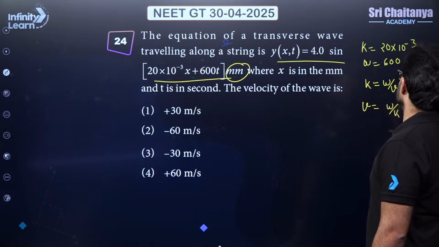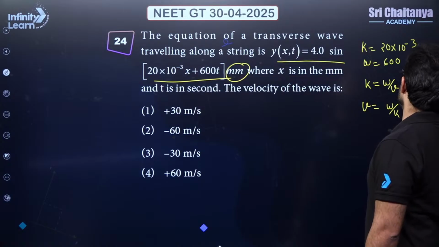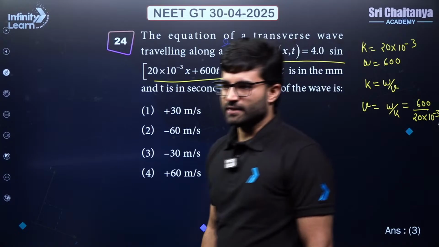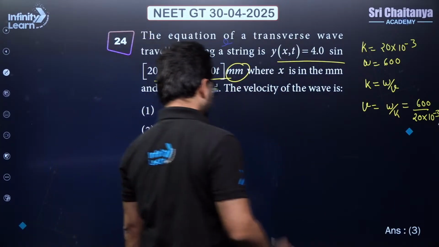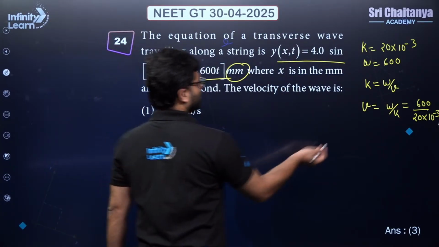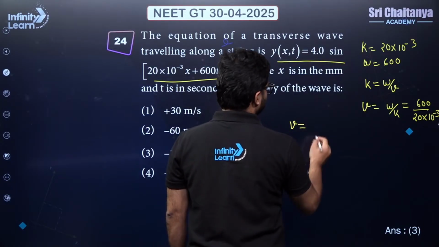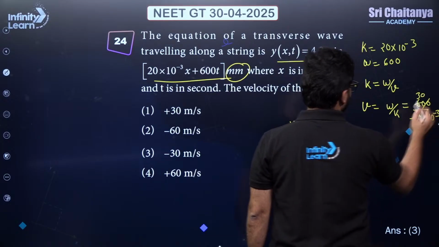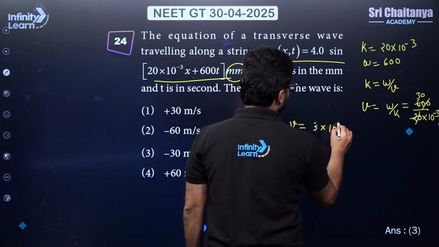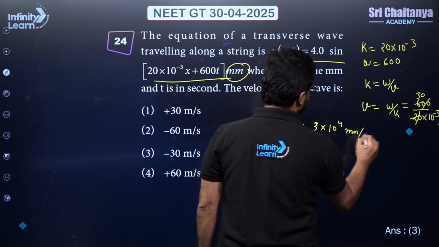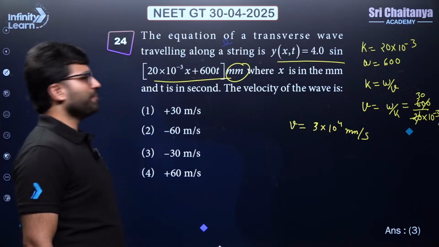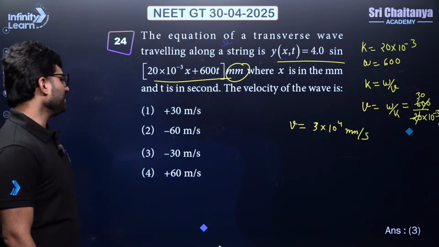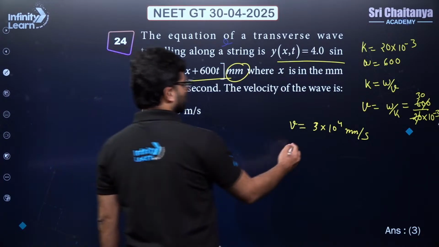v is omega by k. So 600 divided by 20 into 10 to the power minus 3, but please remember this is in mm per second, not in meter per second. But the answers are in meter per second, so you have to convert it. So that is how much? Can you do it now? 3 into 10 to the power 4 mm per second. In meters it would be multiplied by 10 to the power minus 3, clear?